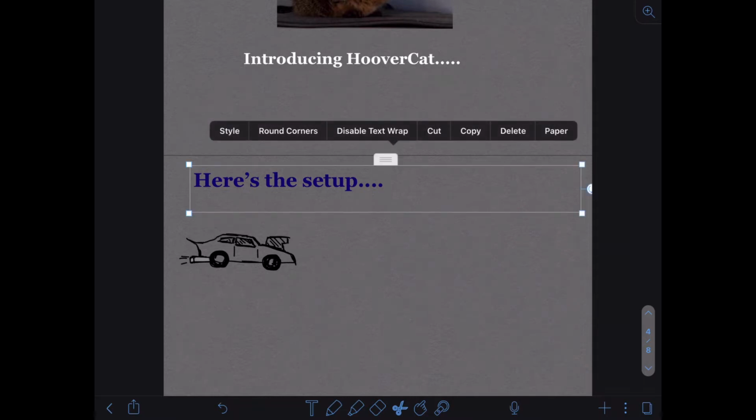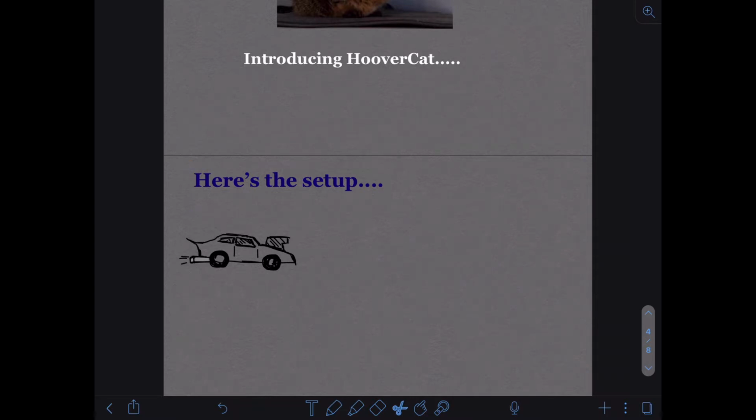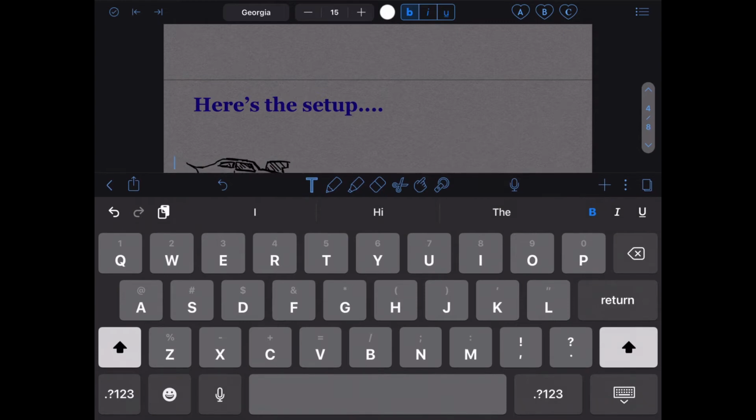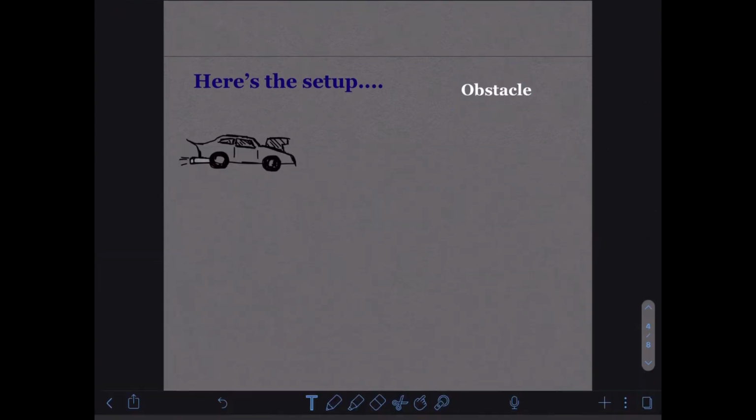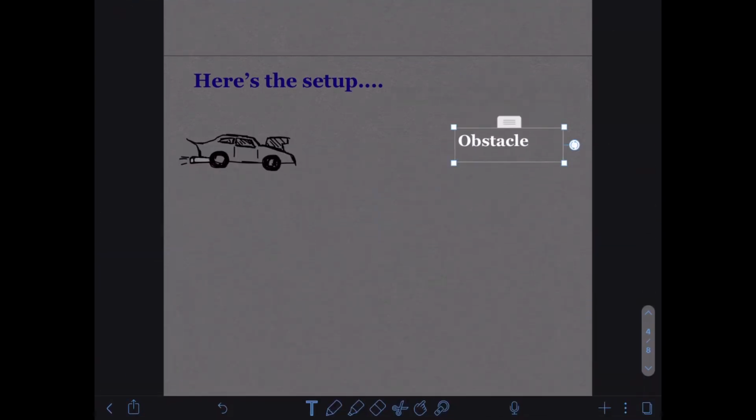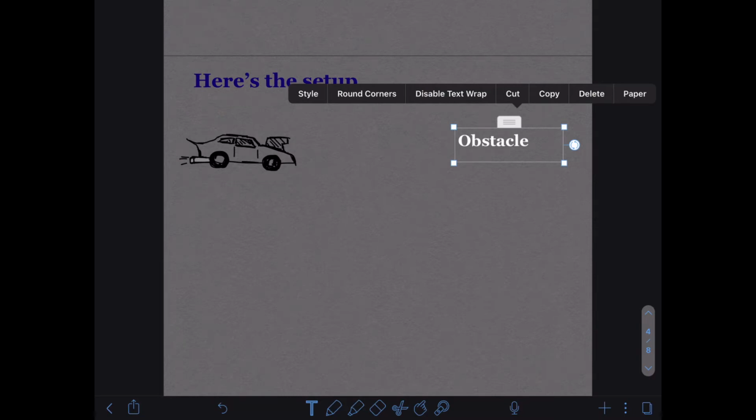The setup is as follows. You're going to have an object that is moving: a car, bus, train, something. And at some other point, there's going to be an obstacle. It could be a tree, a moose in the road. It could be a bridge that is out. It could be a tree that's downed across the road. It's physically something that will impede the motion of the object and is in line with it.